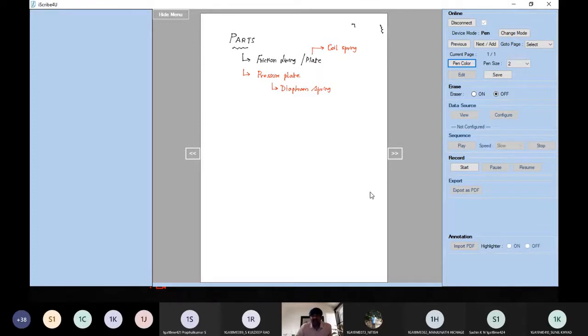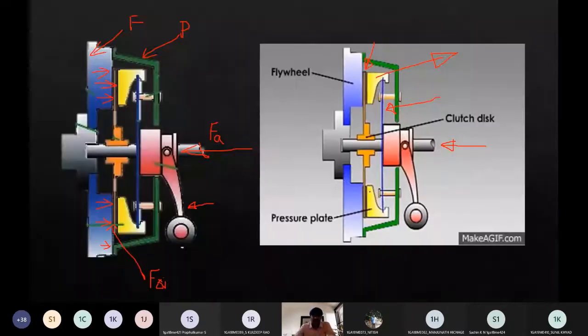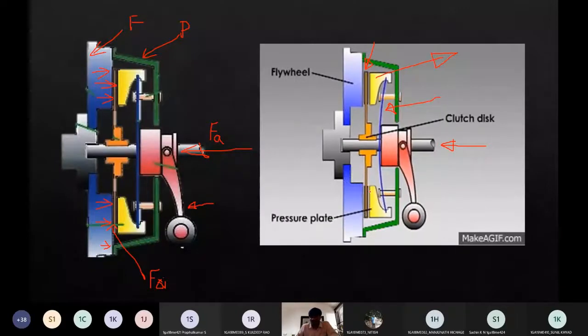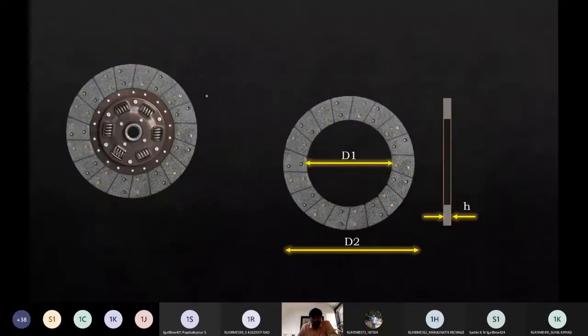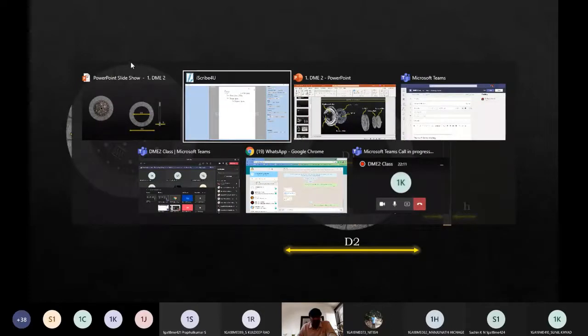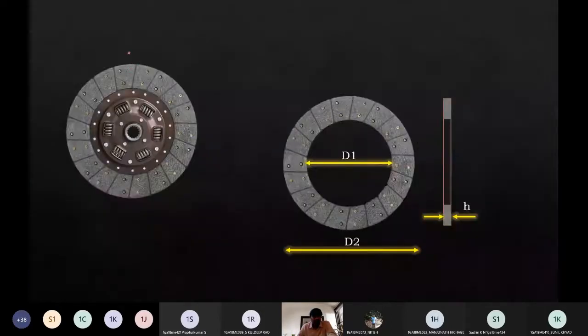Basically, which one are we going to design? That is what we need to understand. This subject is design of machine elements, or I can say the design of power transmission elements. Which one are we going to design? We are going to design only this part. What is this called? Can anyone tell me now? Which part of this clutch is this, which you see on the screen?